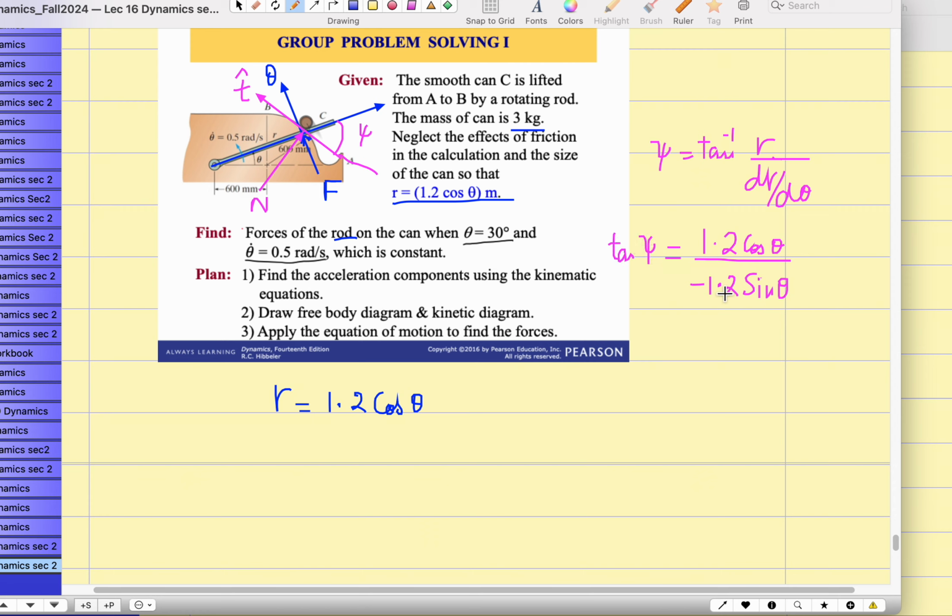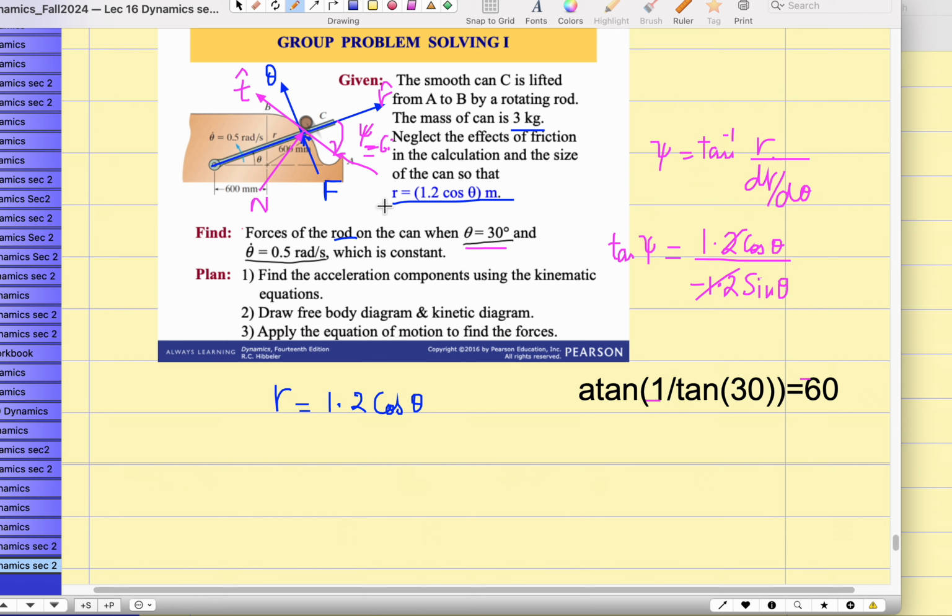Now if you do the math at 30 degrees, let me write it down on my computer: tangent inverse of 1 over tangent 30, that is 60 degrees. You got my point? So tangent inverse of cotangent 30. The negative sign means this is clockwise from the radial unit vector. From the radial unit vector you have to move clockwise. Agreed? And what is psi now? 60 degrees.